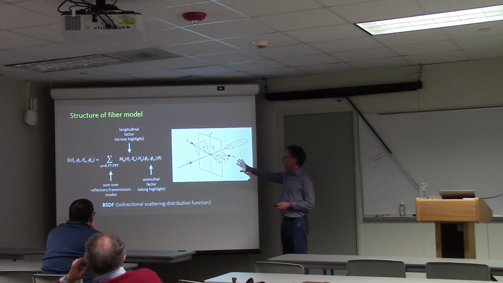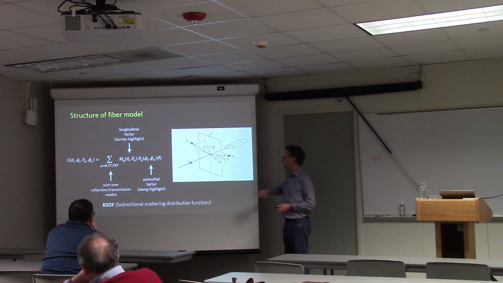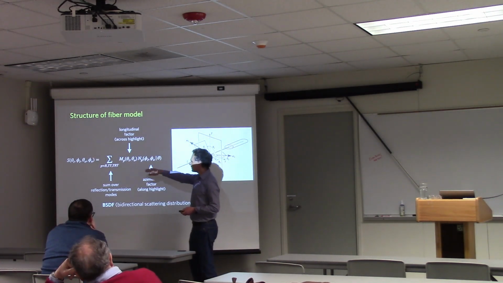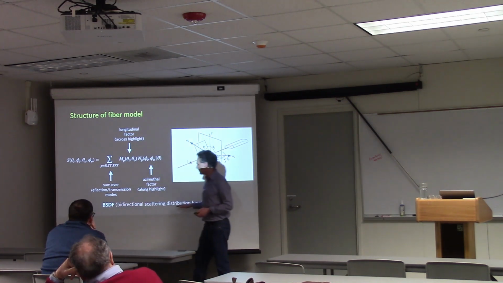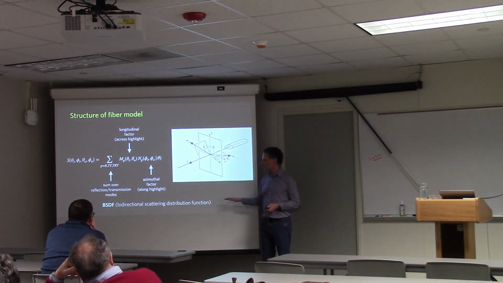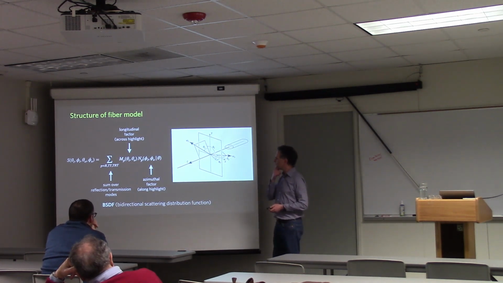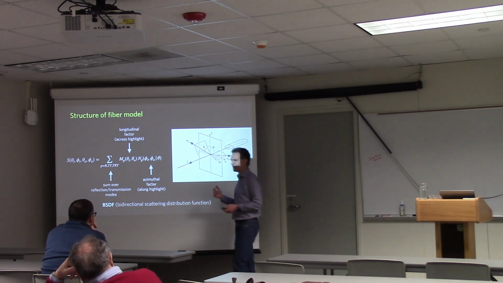Okay, so if I zoom out from the fiber model and just look at what its structure looks like as an equation, we end up with something that looks kind of like this. So I'll call this an ESDF, just like a bidirectional reflectance distribution function, except because it scatters in all directions, I'll say scattering instead of reflectance. Maybe I should say scatterance, but that's kind of a weird word.